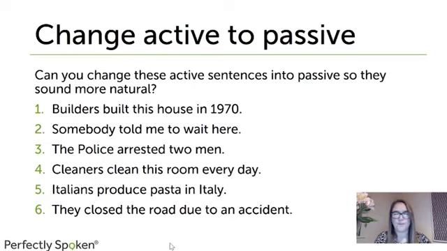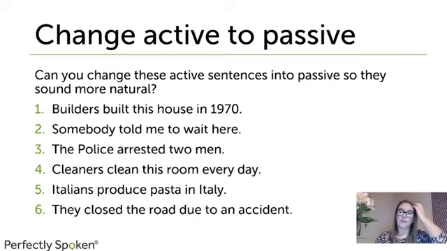Number 1. Builders built this house in 1970. Number 2. Somebody told me to wait here. Number 3. The police arrested 2 men. Number 4. Cleaners clean this room every day. Number 5. Italians produce pasta in Italy. And number 6. They closed the road due to an accident.